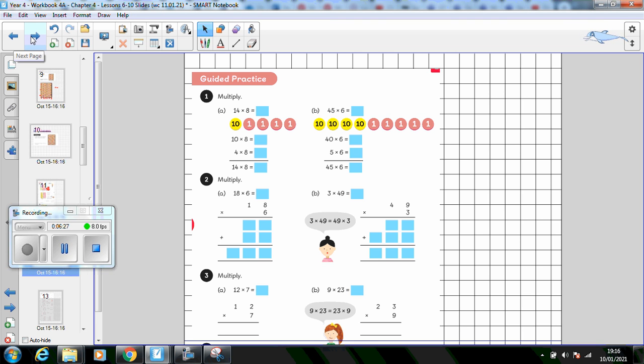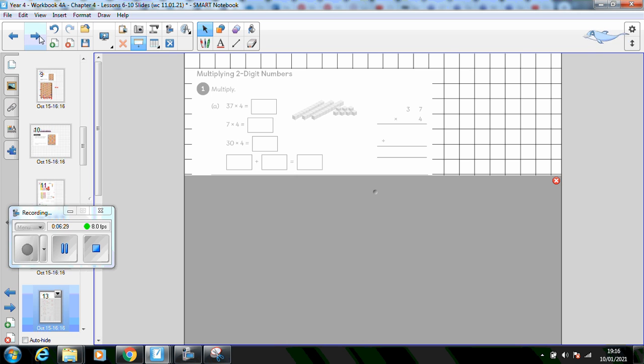We're going to take a quick look at the start of the worksheet. There's lots of partitioning happening with multiplying two-digit numbers, and we're looking at different formats. So I want you to think about what works for you. Maybe on a separate piece of paper, you need to use your favourite method, and then you need to put the answers into the boxes on the worksheet.